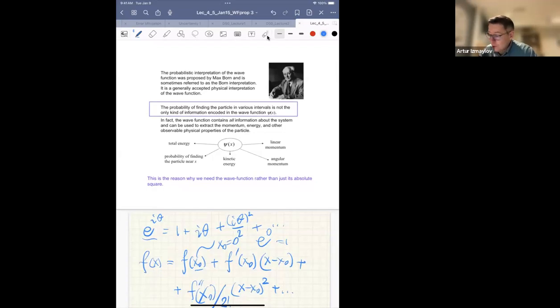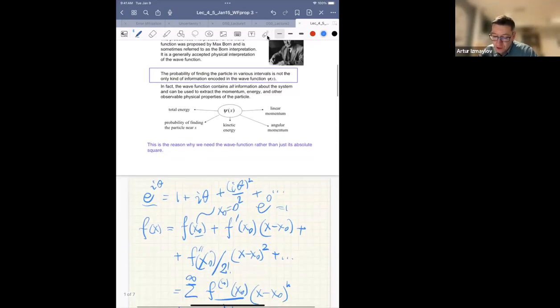Then there is a probabilistic interpretation that Max Born suggested, that we define the probability of finding the particle through the wave function. But it's not only the probability of finding the particle itself, we could get other properties like total energy, linear momentum, angular momentum, kinetic energy, probability of finding the particle near x. All those quantities and others could be obtained from the wave function. That's why it's so valuable.